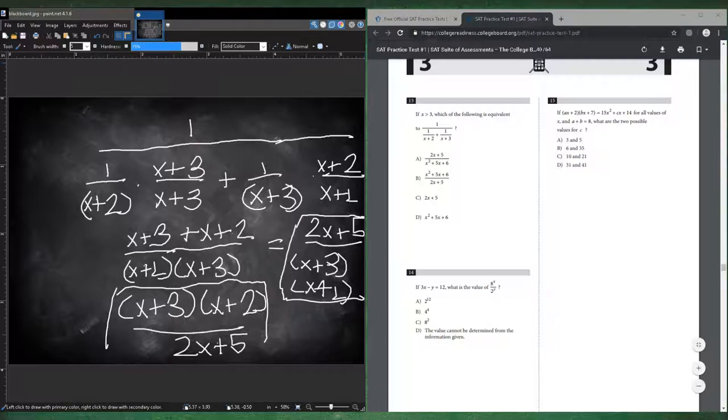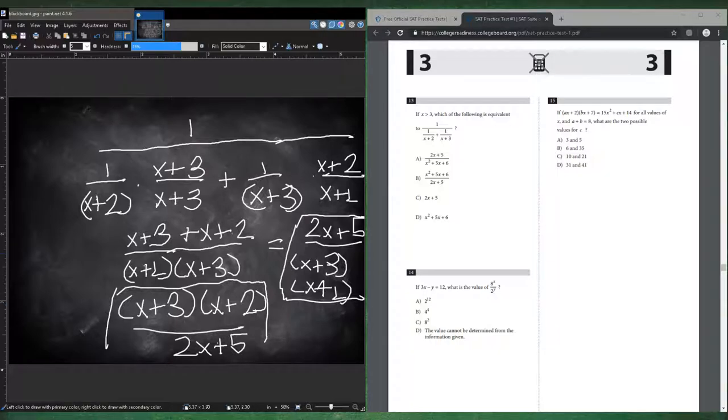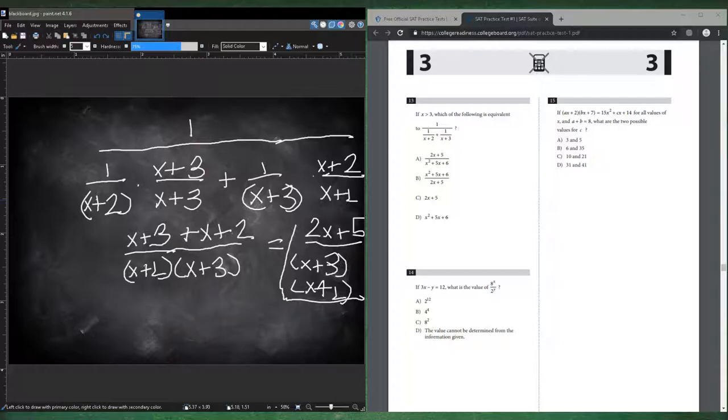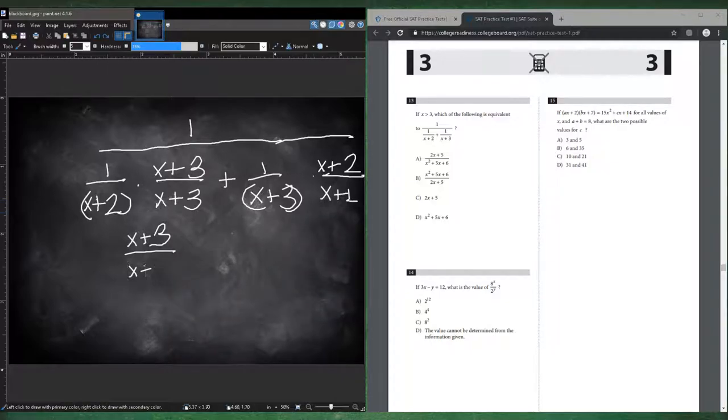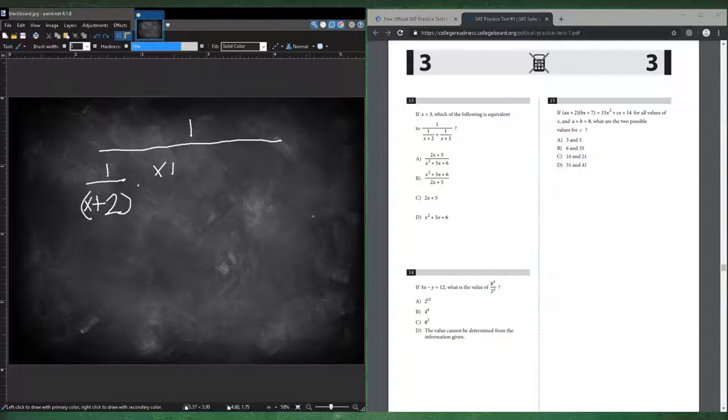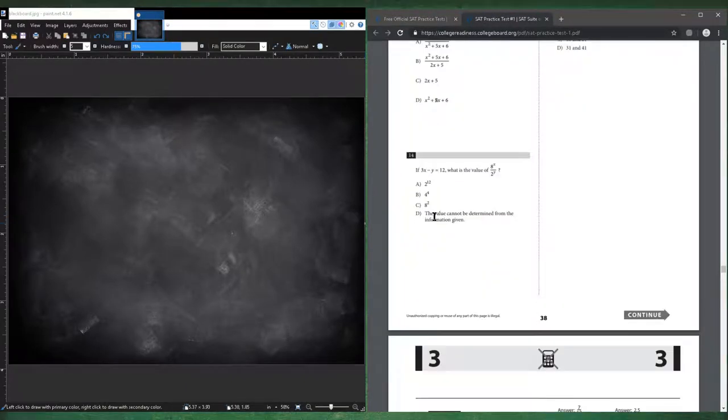Because if you factor x squared plus 5x plus 6, it will be the same thing as x plus 3 times x plus 2. So the answer is B. It's pretty general simplifying of the variables, which is pretty simple. But if you don't know how to do it, this video would have taught you. If you want to become better at it, just try more problems similar to this.